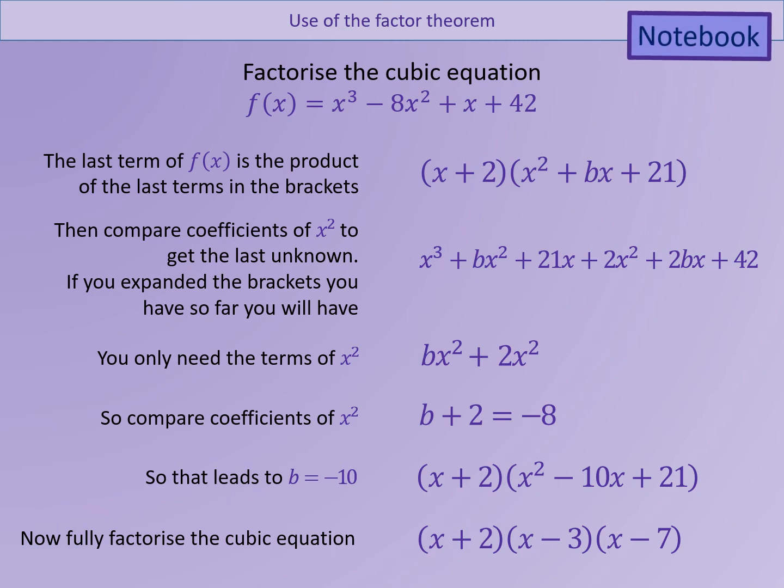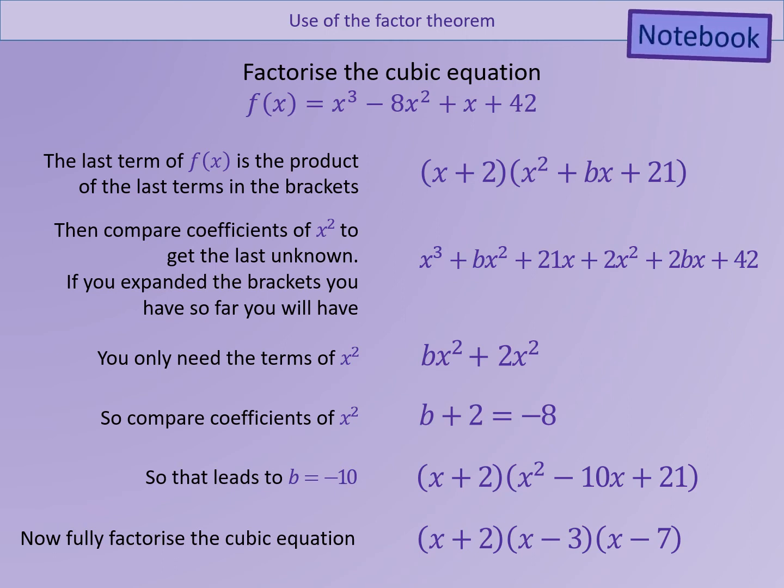And then there's one final step that I need to do in order to get three linear factors, and that is to factorize that quadratic bracket. So the factorized version of x squared minus 10x plus 21 is x minus 3, x minus 7. And of course, you can now prove that those three are factors by taking the values of minus 2, of 3, and of 7. And if you place any of those values of x into the original cubic, of course, you will get an answer of 0. And you can spend a bit of time practicing that if you wish.